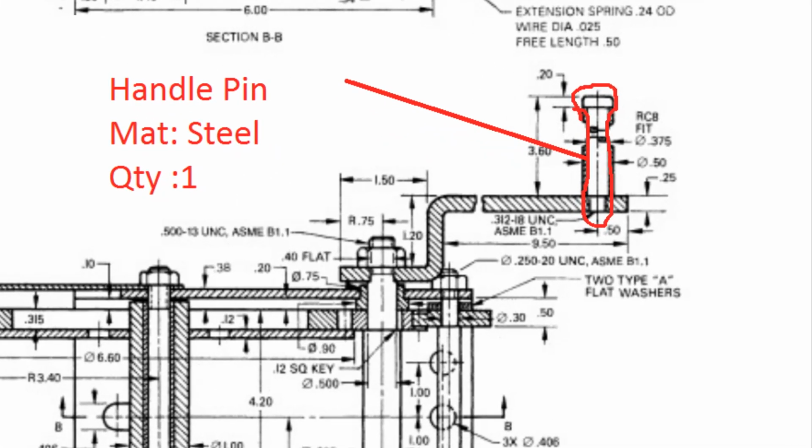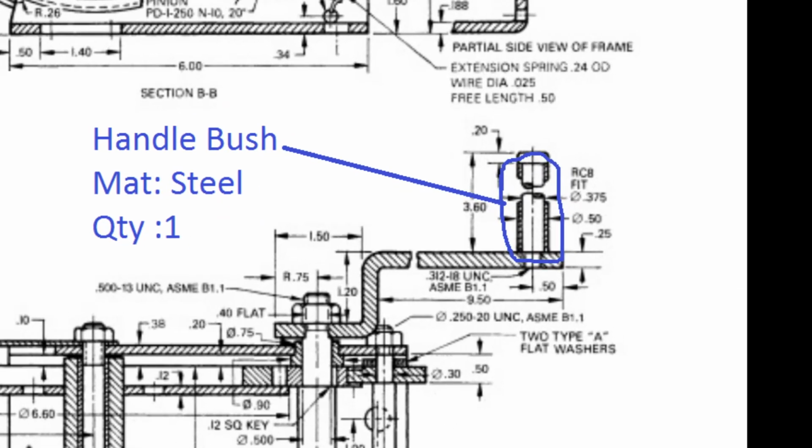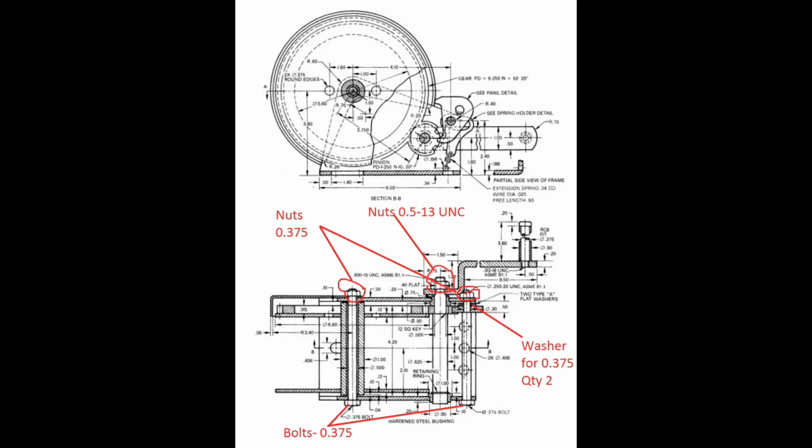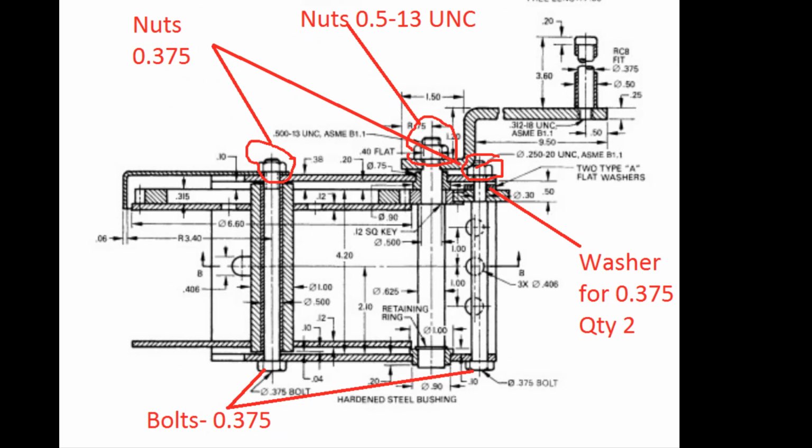The next part in our assembly is the handle pin. Its material is steel. Its quantity is 1. Our next part is the handle bush, and it is a steel part. Its quantity is 1. It is mounted on the handle pin. We have finally reached the end of the parts in the assembly.